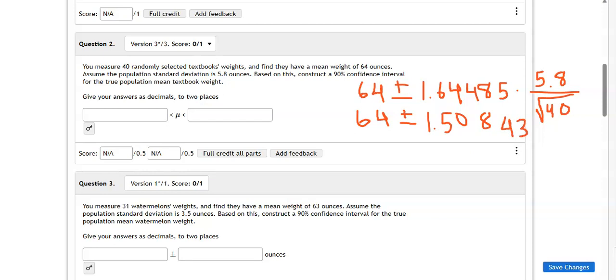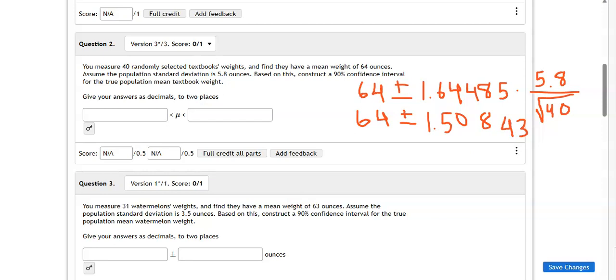All right, now if we were doing question number 3, notice that it has a blank and then a plus minus and then a blank. If this was the problem that we were answering in this way, we would put 64 right there and 1.50843 rounded to 2 decimal places, so 1.51 right there. And that would be how you'll answer number 3.